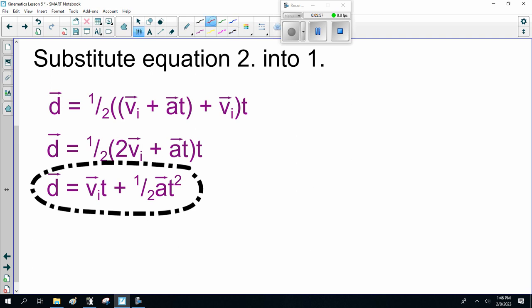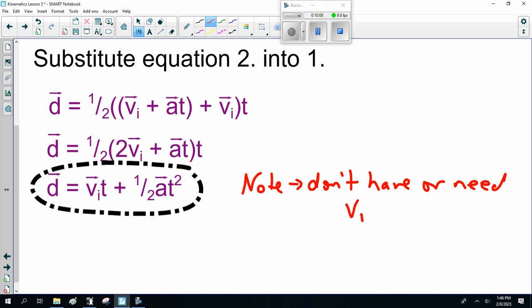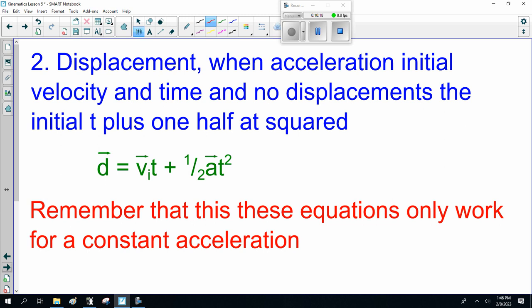And note, we don't have or need v final. So there'll be times when we don't ask for v final, don't give you v final. This is the equation you use. Displacement is v initial t plus 1/2 at squared.